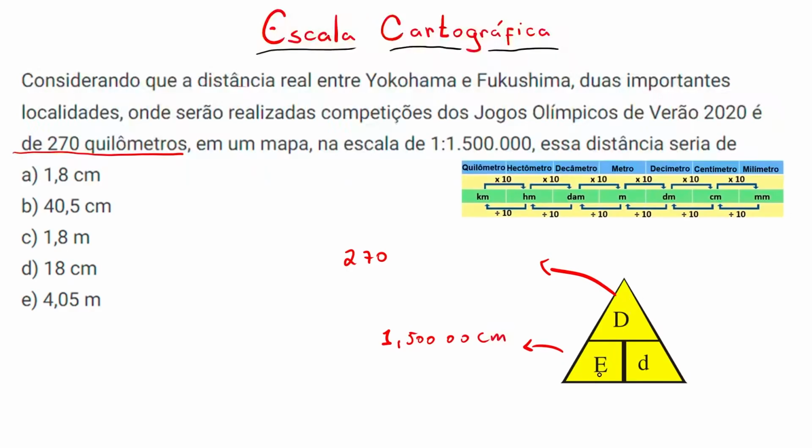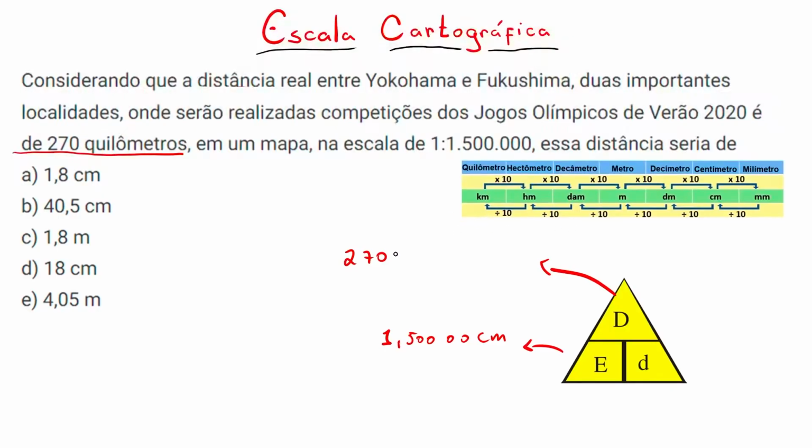Big D and the scale, and he wants me to find little d, which is the distance in centimeters on the map. However, the two values I have here are in different units. I have kilometers and centimeters, so I have to convert from kilometers to centimeters, right? I can also convert this one from centimeters directly to kilometers, but either way, it will give the same result. Look, to convert from kilometers to centimeters, I just need to add 5 zeros, okay?